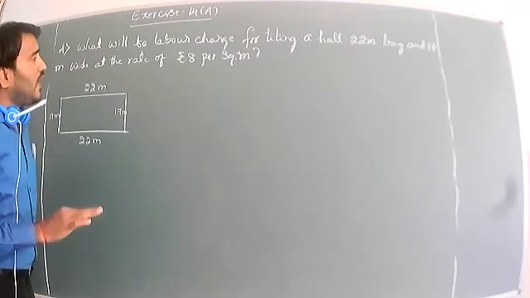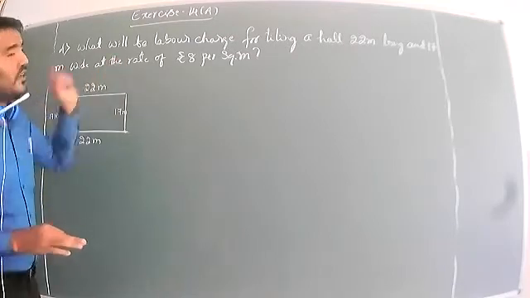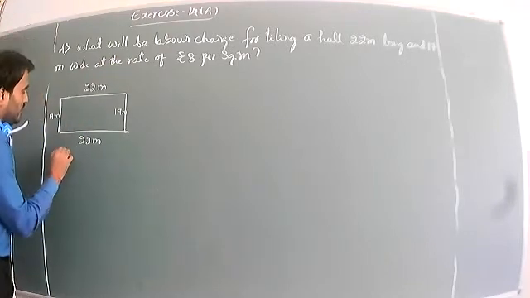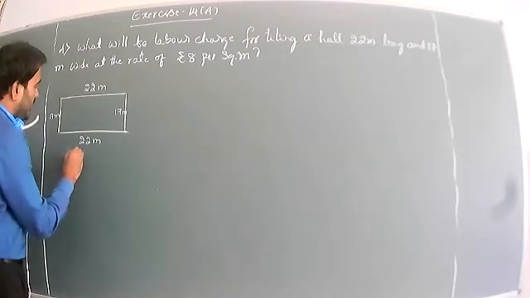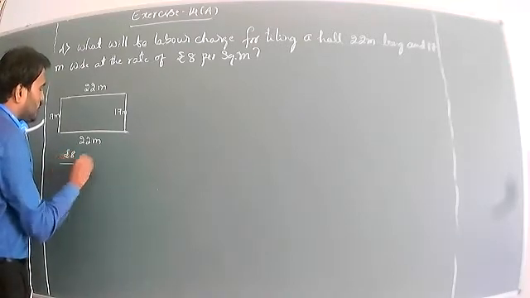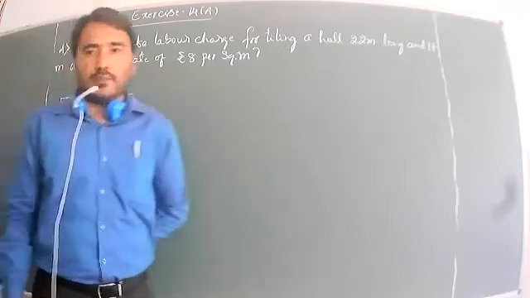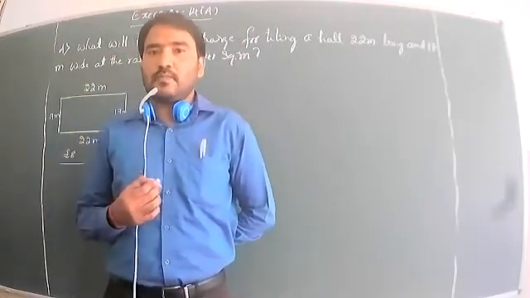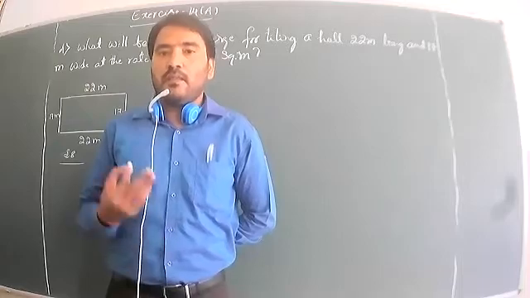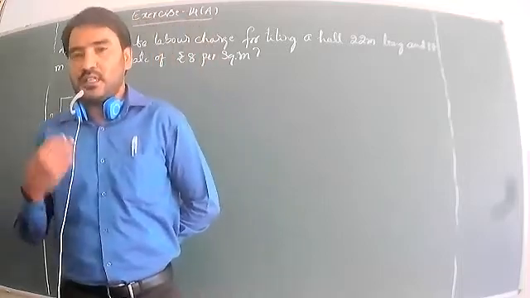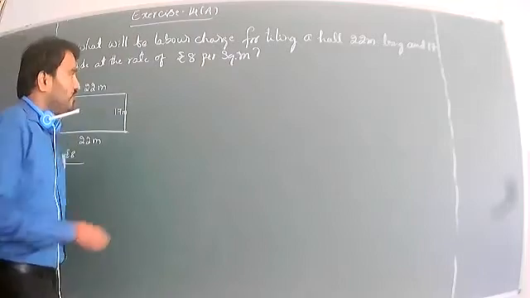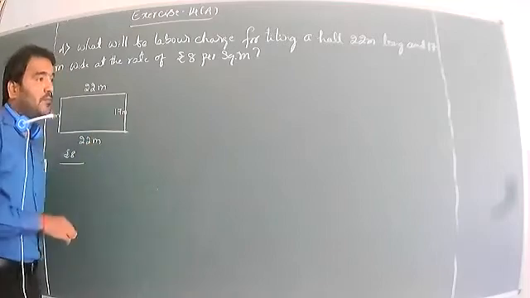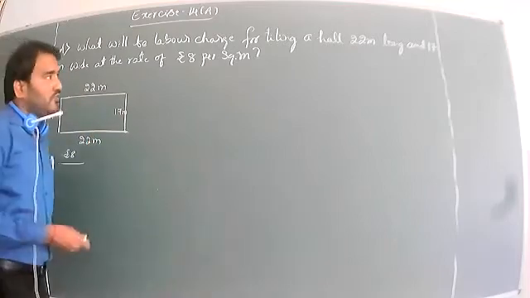At the rate of 1 square meter equals how much? 8 rupees per square meter. Keep in mind, when square meter comes, it is considered for area. So now first find out the area of the rectangle. The hall is rectangle shape.